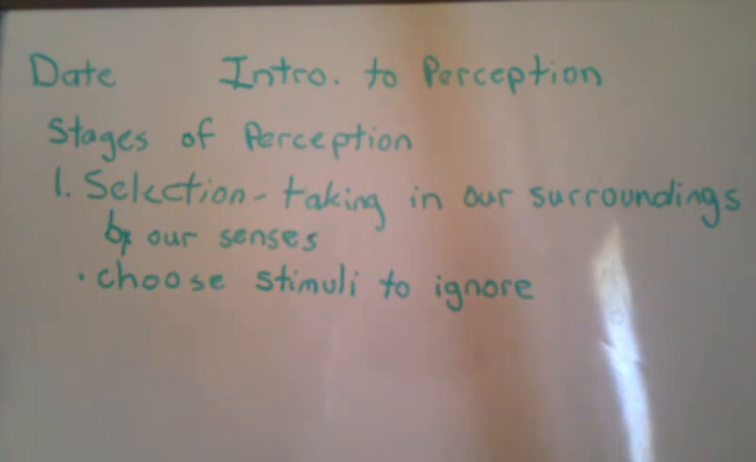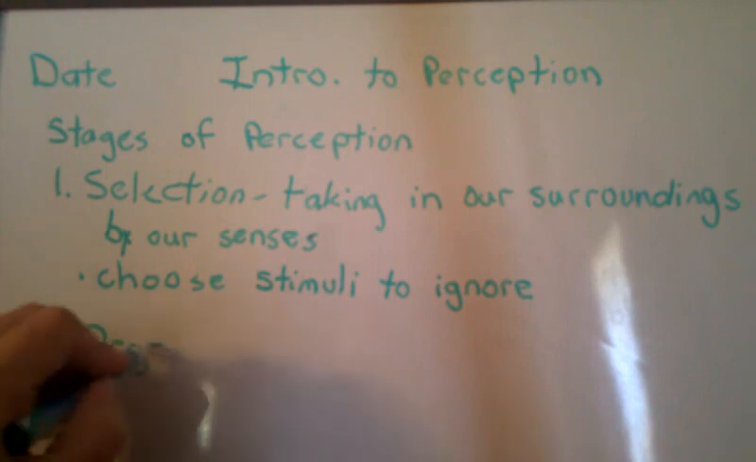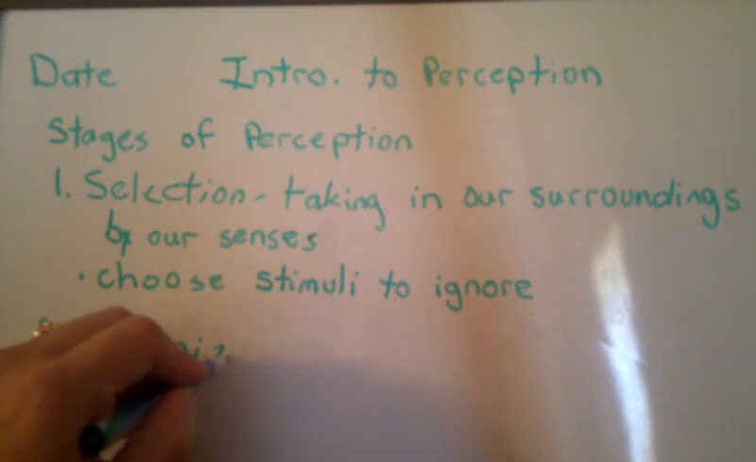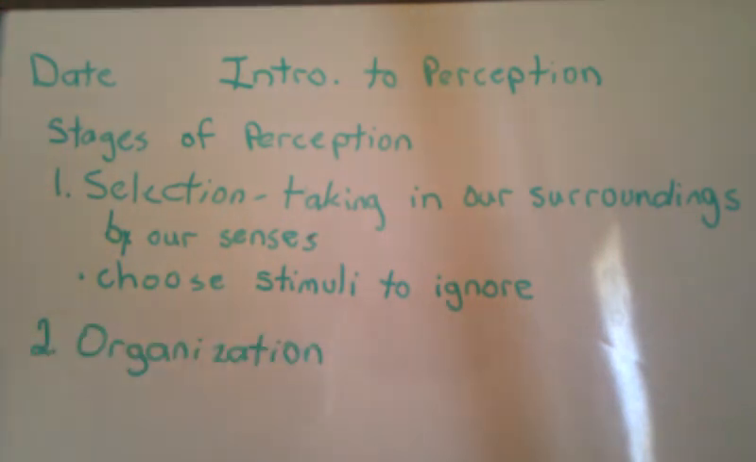Okay, stage 2 is organization. Like I said a few minutes ago, these can overlap. They don't have to go one at a time. They can be happening at the same time. The next step in the perception process is organization. As our brains accept the sensory stimulation, we want to organize it and make sense of it. Two valuable principles or rules that our brains use are proximity and closure.